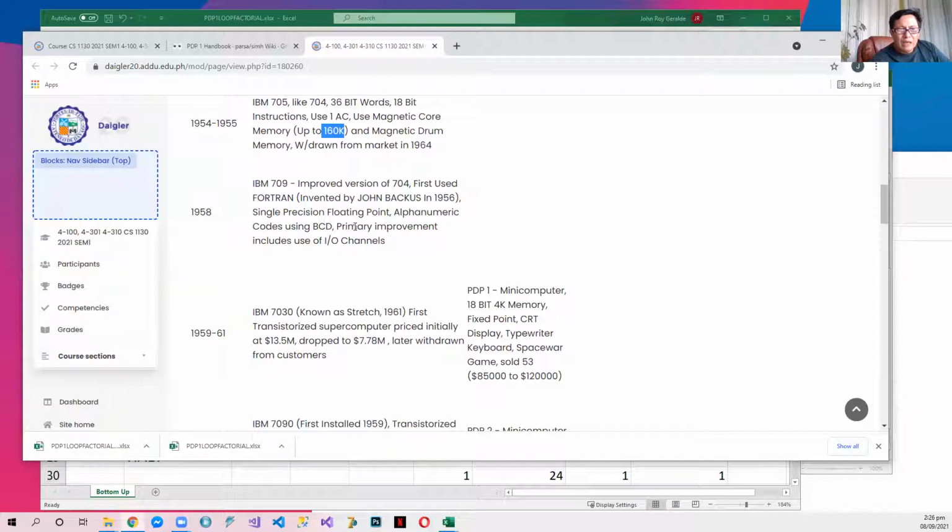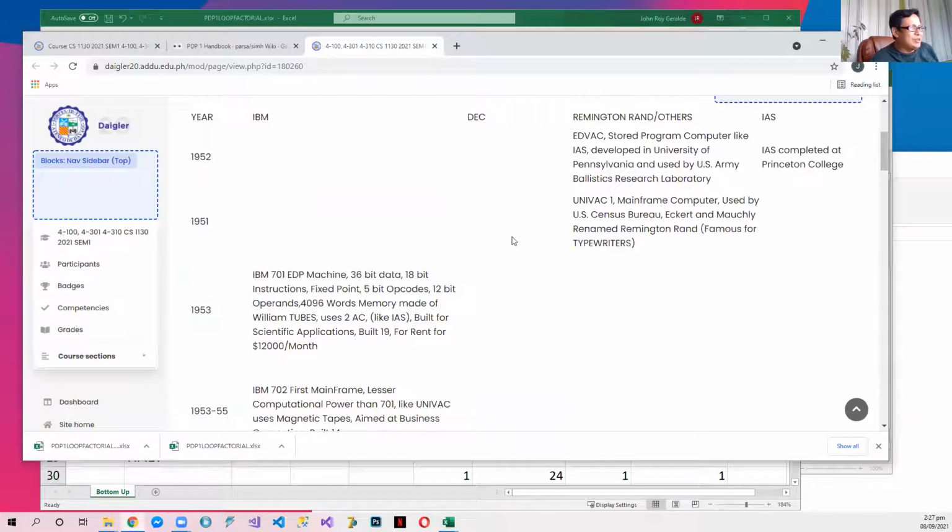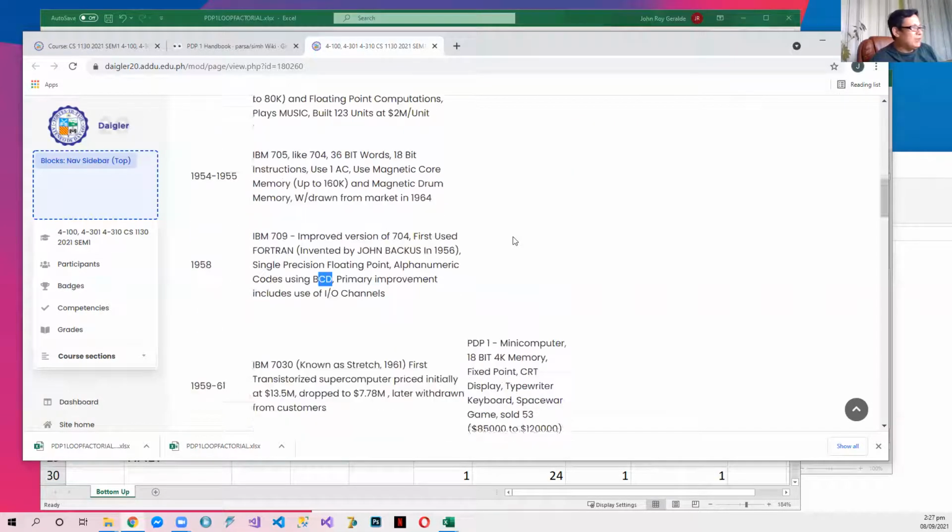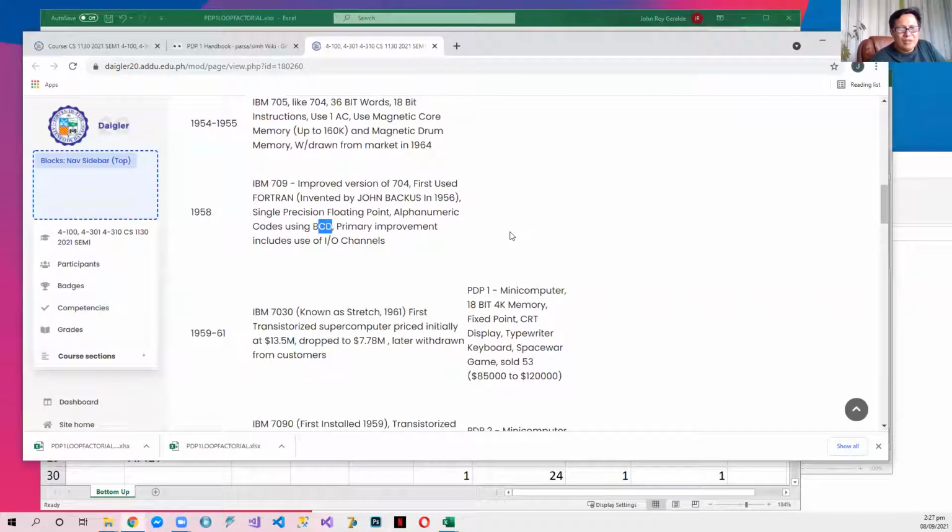It can now accommodate characters because it uses BCD, binary coded decimal, like our ASCII now. Now it includes I/O channels, which means it can be connected to different I/O ports like printers, tapes, basically tapes, printers, punch card readers, and writers.